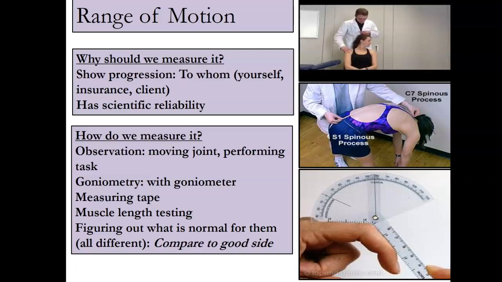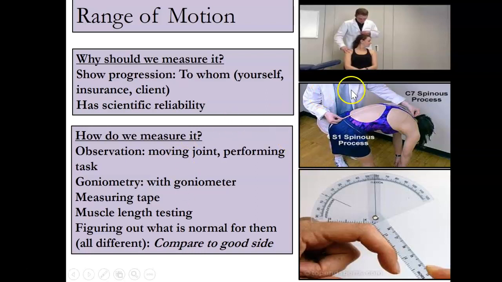And you always want to compare to the good side. I think this is one of the lecture questions, to see what is normal for that particular person. Everybody has a different normal and slight variations, and you'll see that in the lab when you're working with a partner. She may have different degrees of motion than you do. She may be extra flexible, less flexible. So you compare to their good side.